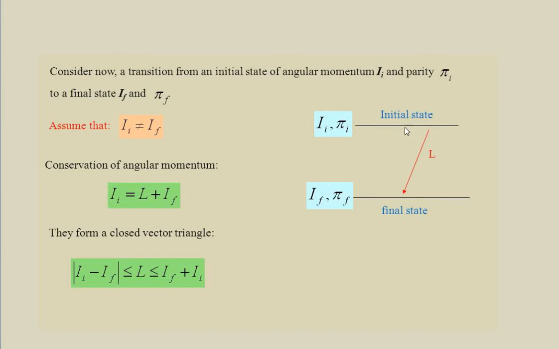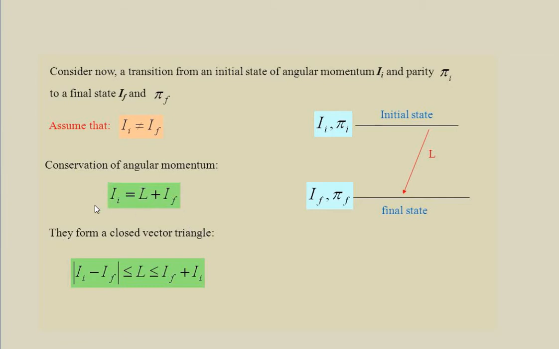Let us consider a transition from the initial state, that is the excited state, I_i pi_i, to the final state I_f pi_f, with L as the angular momentum of the photon. Energy and angular momentum are conserved. So the initial angular momentum is equal to the final angular momentum. Final angular momentum means the total angular momentum of the final nucleus plus the angular momentum of the photon. So I_i is equal to L plus I_f.